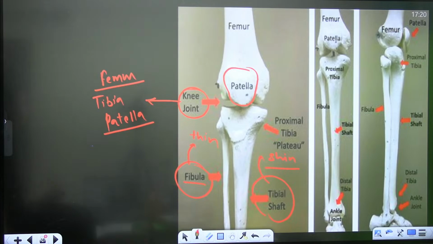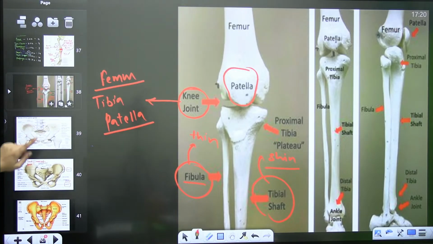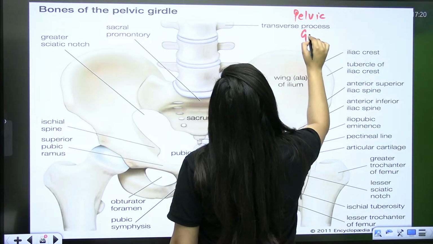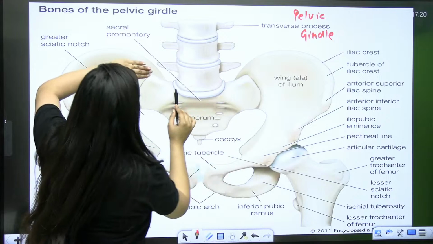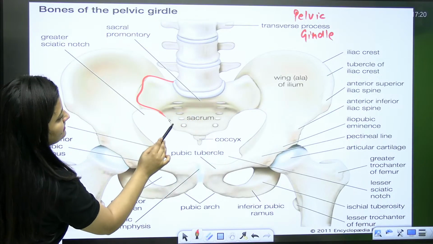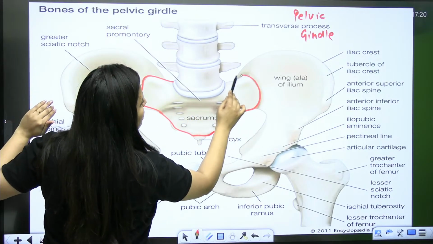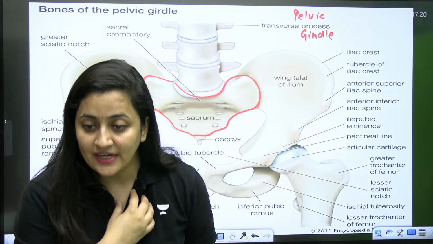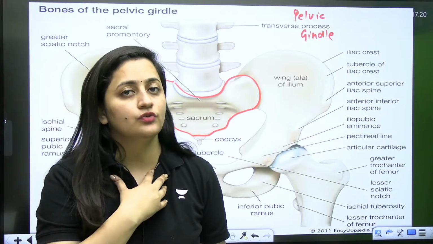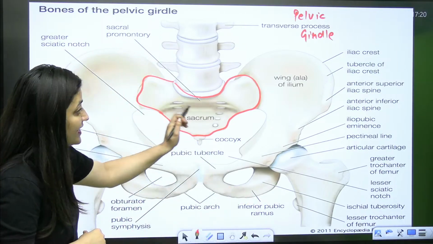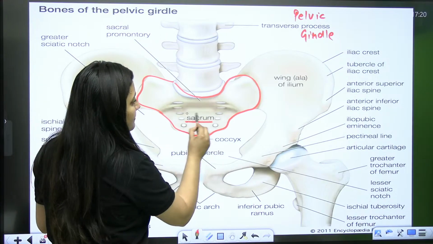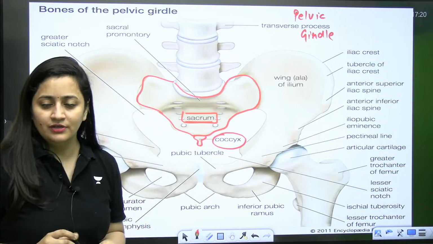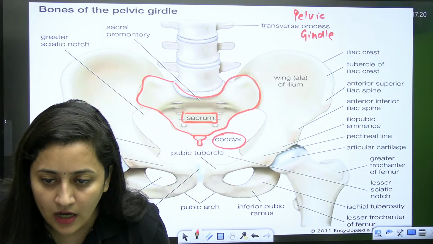Understood? So the next is the pelvic girdle, the hip girdle. When you look at this girdle, it is articulating with your vertebral column as well. But no such thing was there in the pectoral girdle. The pectoral girdle was not joined to the vertebral column, but the pelvic girdle is joined. Can you see the sacrum made by the fusion of 5 bones? Can you see this coccyx made by the fusion of 4 bones?